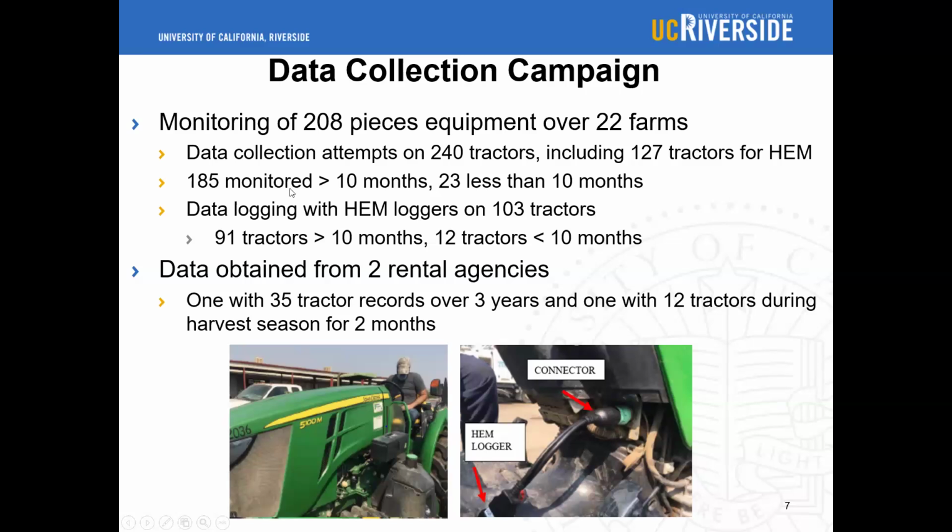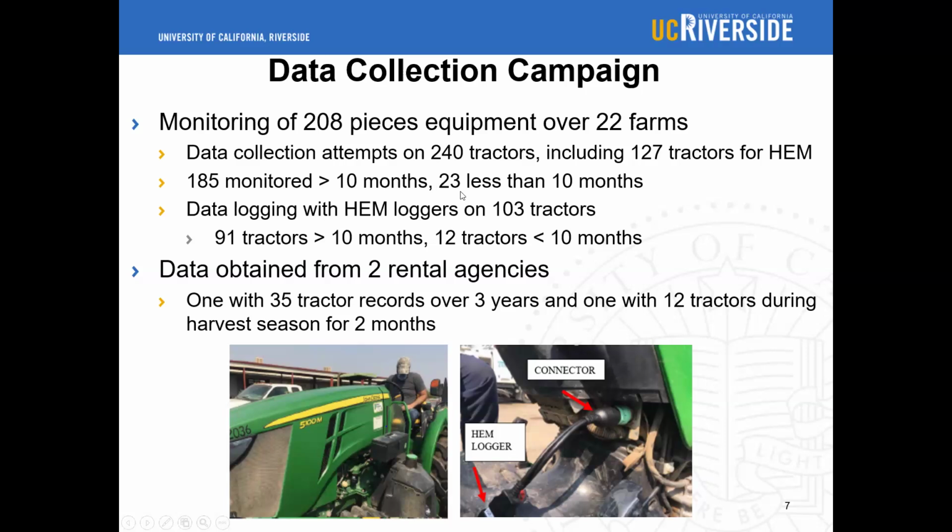So if we look at 185 of those, they were monitored for more than 10 months. The idea was, because there's definitely a lot of annual variability in farming operations, we wanted to collect data over a year period. And so the vast majority of the data we had was collected over 10 months, and most of those were closer to 11 months. So that's the predominant part of the data set that we utilized here.